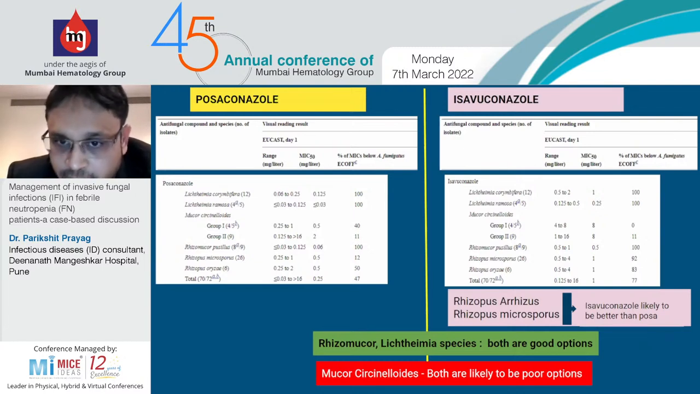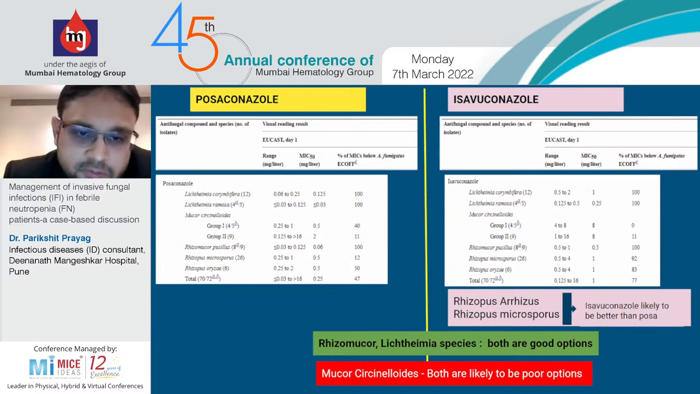As I mentioned, rhizopus, which is the most common species in mucormycosis worldwide, isavuconazole is more likely to act than posa, because isavuconazole usually has better MICs for rhizopus as against posaconazole. If you are dealing with rhizomucor, or if you are dealing with Lichtheimia, these are a little forgiving. Why do I say that? Because both are likely to act well. But if you are dealing with something like mucor circinelloides, or any of the subspecies of mucor, then both are likely to be poor options. So why do we stress so much on these tongue twisters?